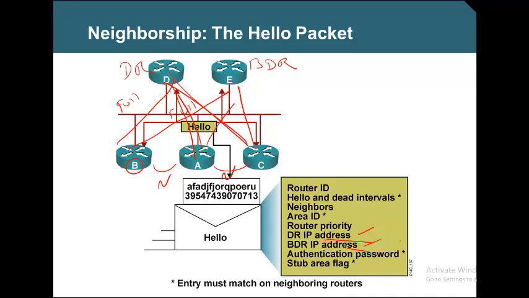And authentication, if enabled, that also will be sent. Stub, if enabled, that stub flag will also be sent. We'll talk about stub later. So these are the infos a hello packet carries, in which parameters like hello timer and area ID must match. If authentication is enabled, that also should match. If stub is enabled, that also should match. Otherwise, they don't form neighbor.